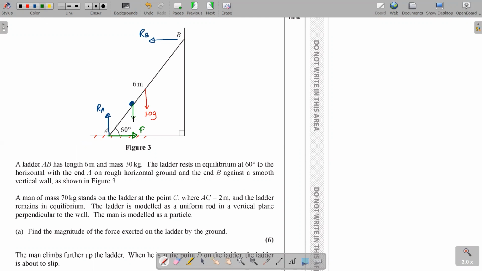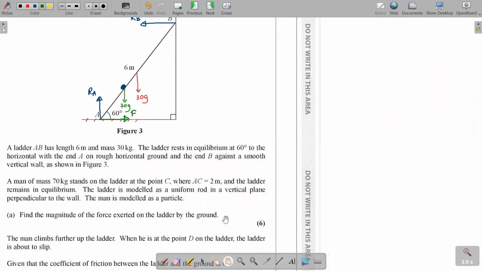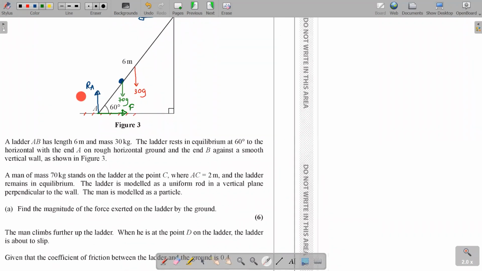How much is the weight? 70G. Are you all with me? Okay, and then they say the ladder is modeled as a uniform rod and the man is modeled as a particle. Okay, so the weight acts at a single point. That's it. So they say find the magnitude of the force exerted on the ladder by the ground. Basically, they're asking you to find the normal reaction at A.